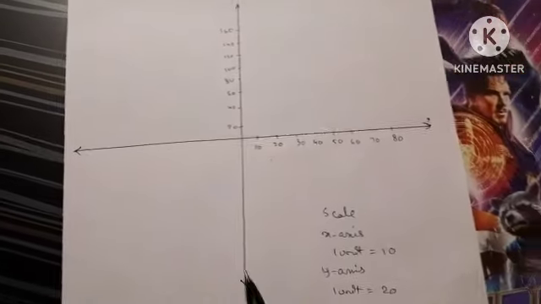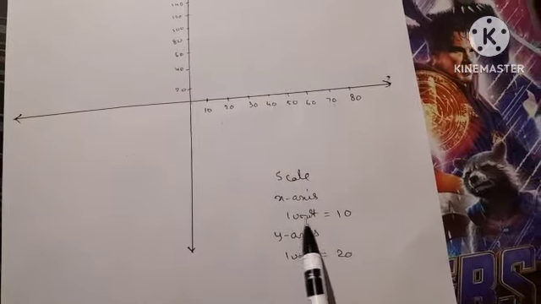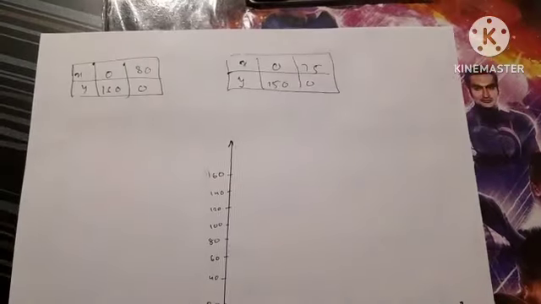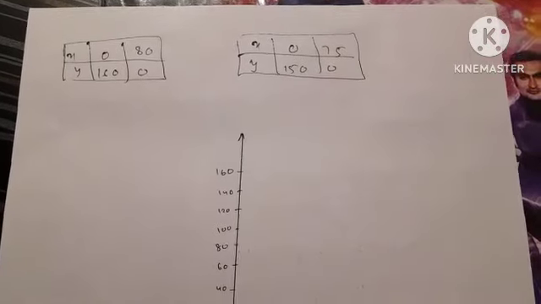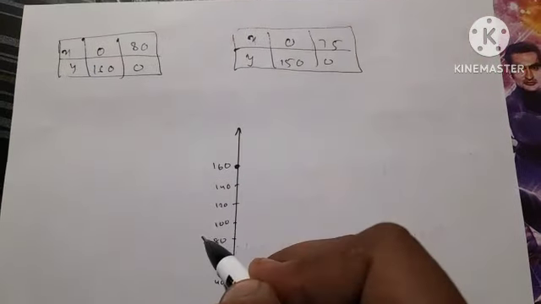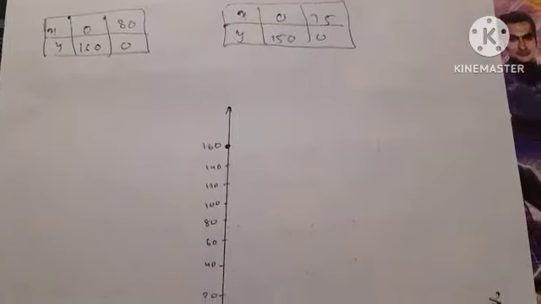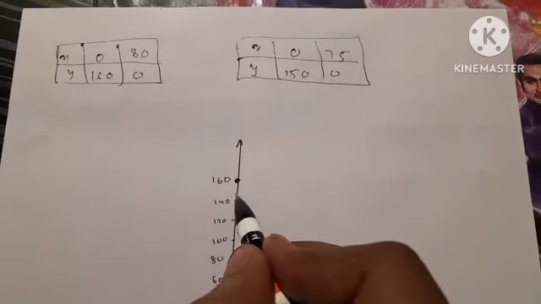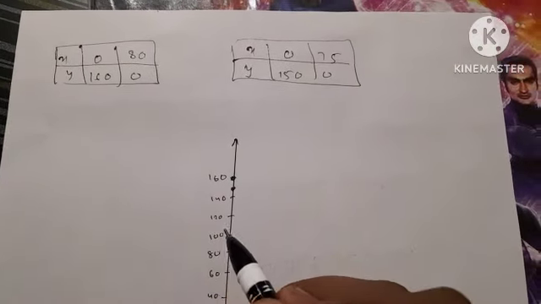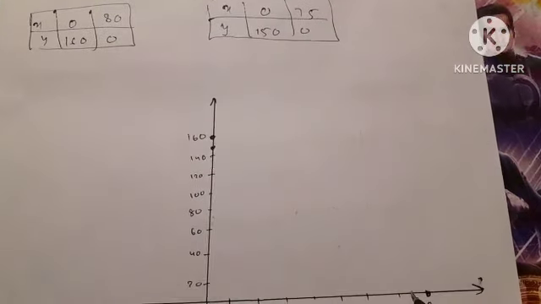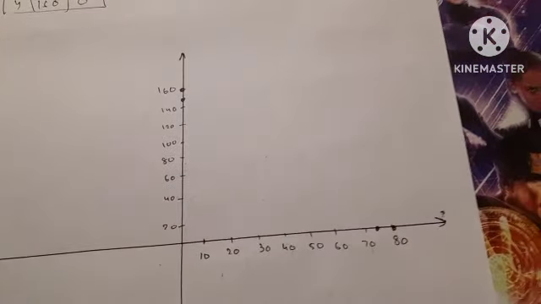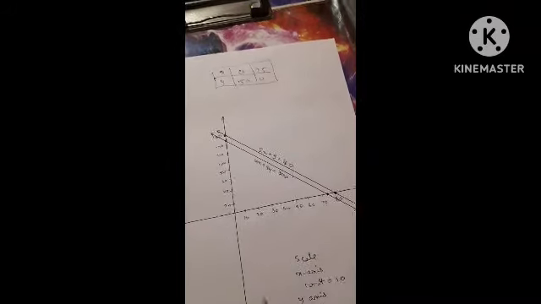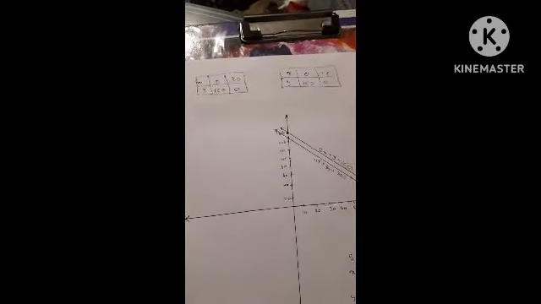So we'll take the graph here, and we'll take the x-axis as 1 unit equal to 10, and for the y-axis we take 20. So let us plot the graph. So x is 0, y is 160, which will be here, and if y is 0, we get x as 80, which will be here. Similarly, if x is 0, we get y as 150, which will be here, and if y is 0, we get x as 75, which will be here. When we plot and draw the lines, we get such a graph. So the graph may vary according to the values we take here.